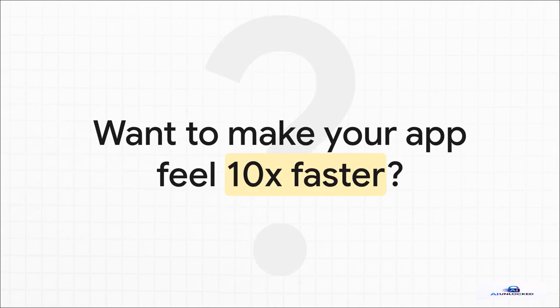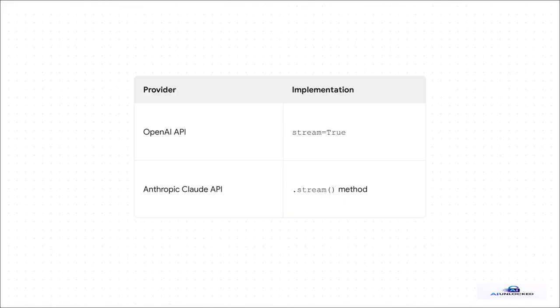The single biggest change you can make right now is to implement streaming. It doesn't actually make the model think faster, but it completely transforms how the user feels about your app. And get this, it's ridiculously simple to do.